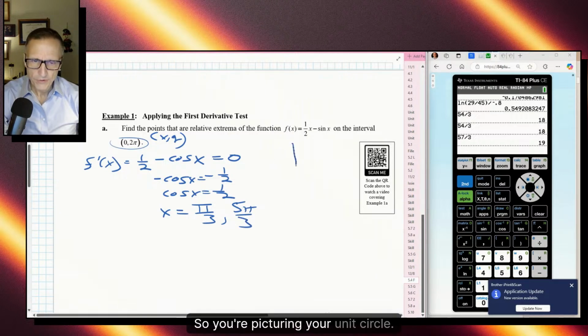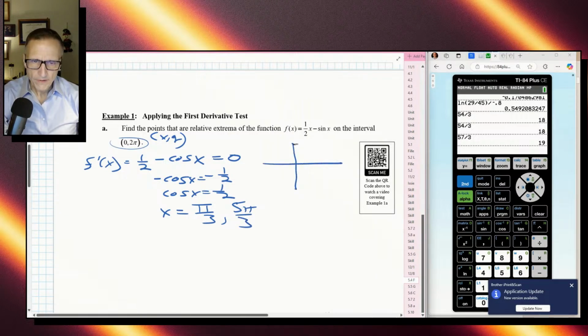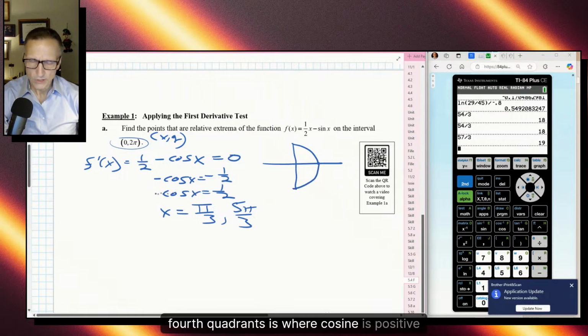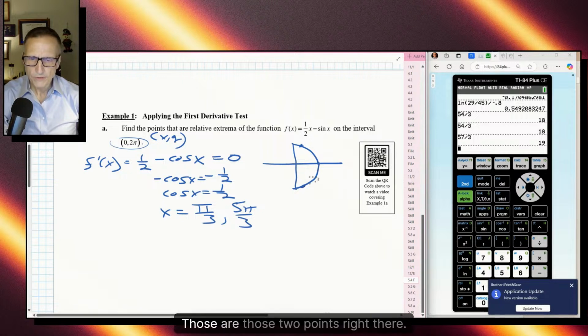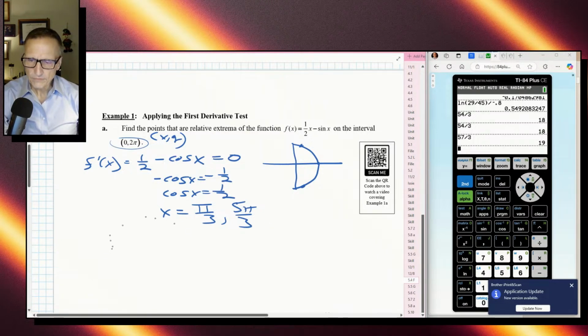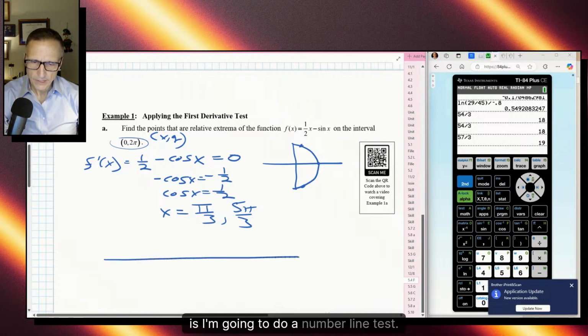Right, so you're picturing your unit circle. We're talking about the first and fourth quadrants, where cosine is positive, here and here. Those are those two points right there. So what I'm going to do is a number line test.